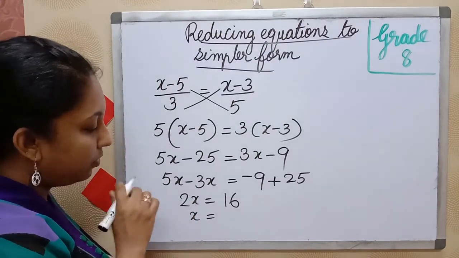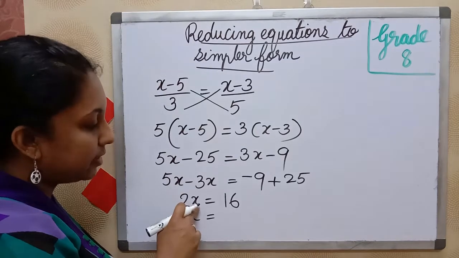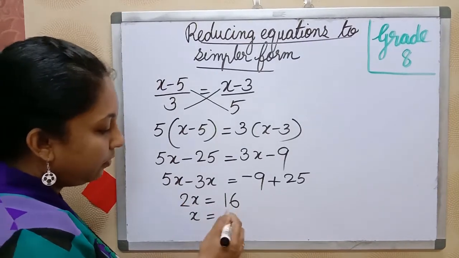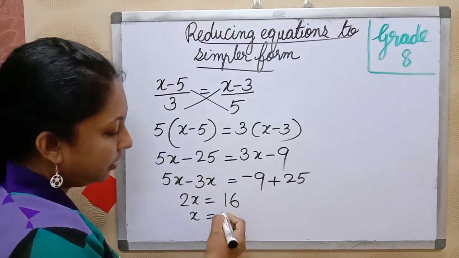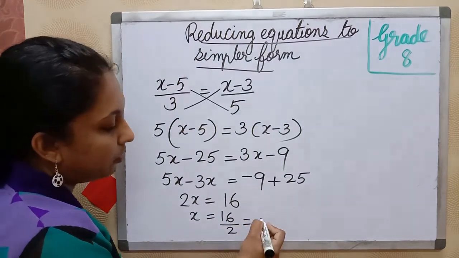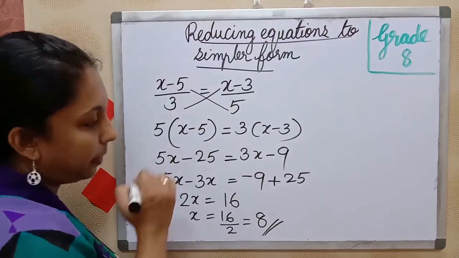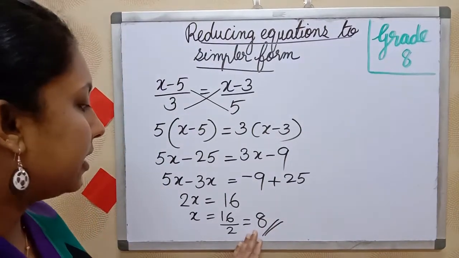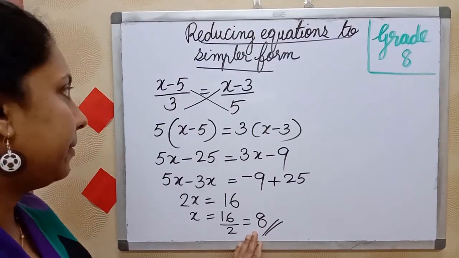x is equal to, again here 2 is multiplying. So, by transposing to RHS, we have to divide. 16 by 2 is equal to 8. So, the answer is x is equal to 8.